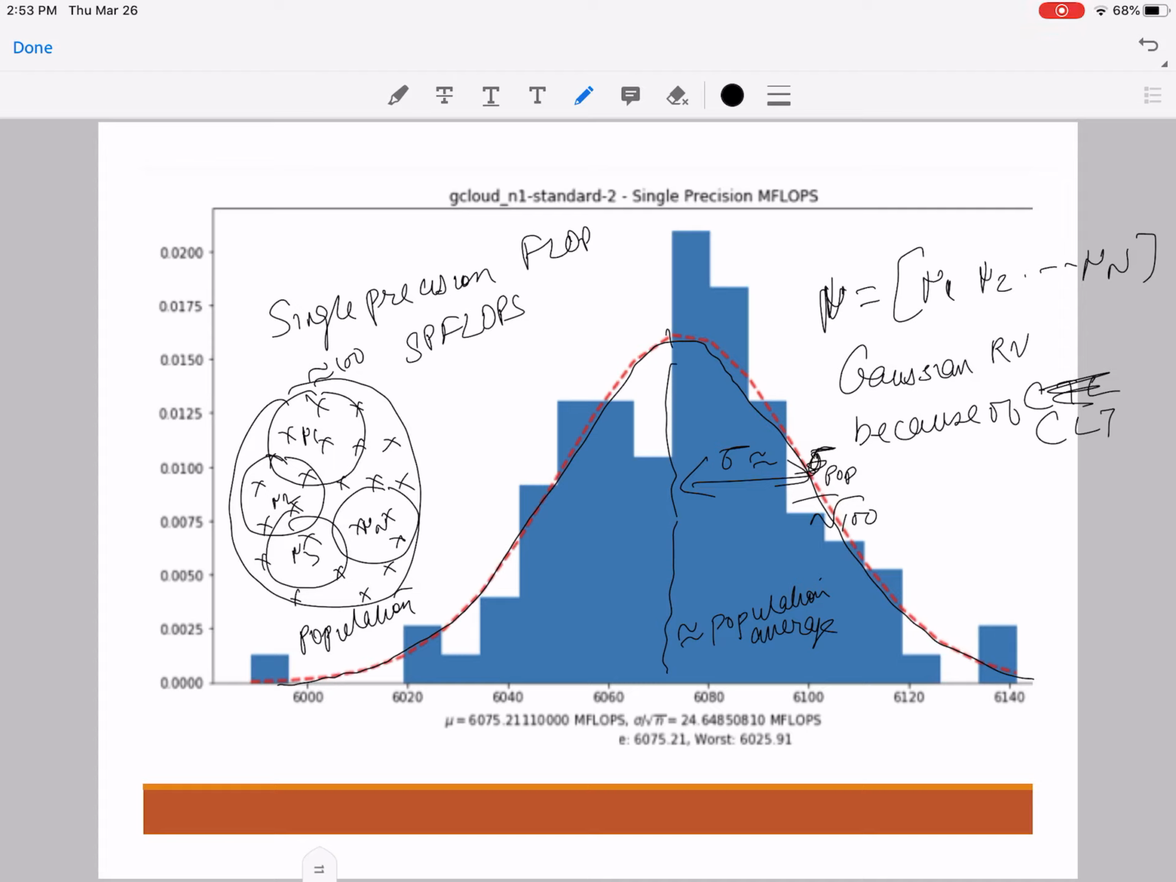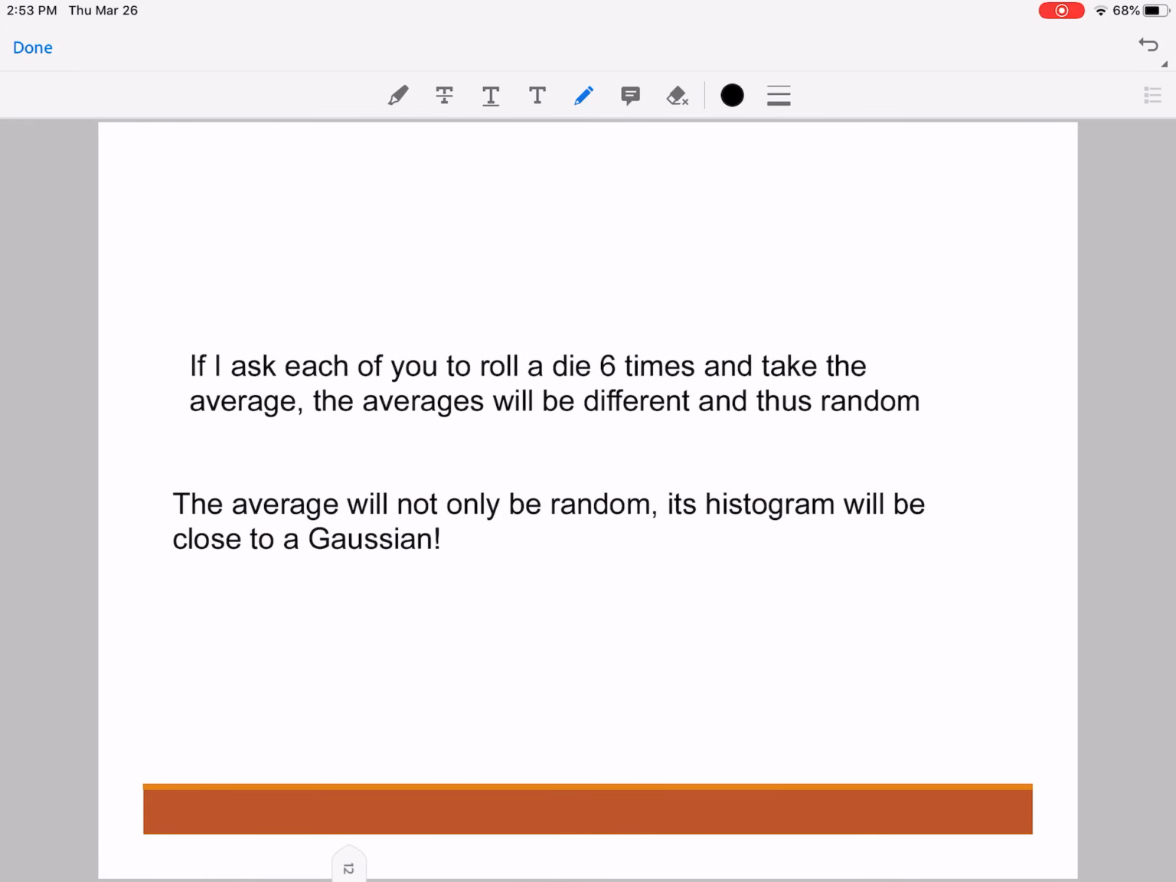And this helps us in performing further studies when we are trying to measure other performance parameters and analyzing them as a collective. So that's the power of the central limit theorem. In fact, I also asked you on the Slack channel to roll a die 6 times and give me the average. The reason why I asked you to do that is to demonstrate to you the power of the central limit theorem. Some of the students have given me the averages.